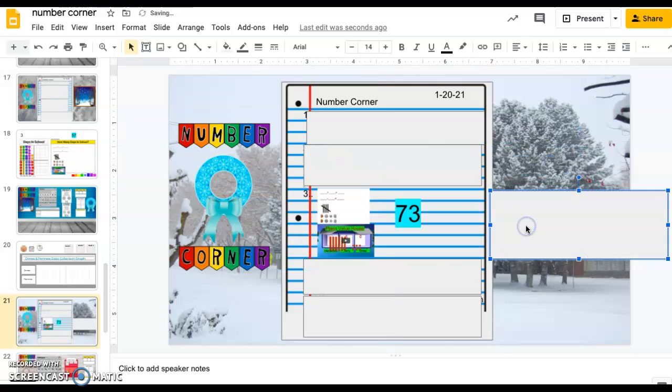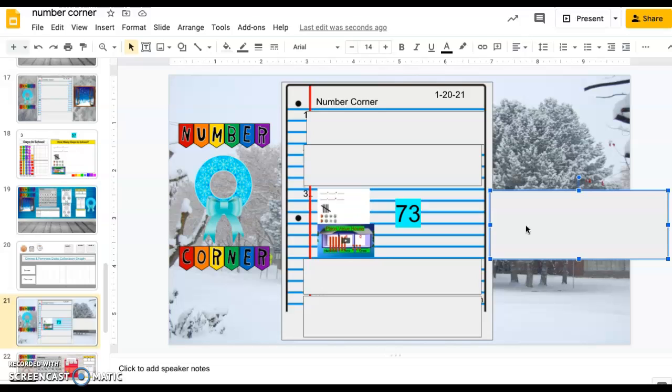Next to number 3, we are representing the number of days we've been in school. Yesterday we were in school for 72 days, so one more makes 73. So we've been in school for 73 days.